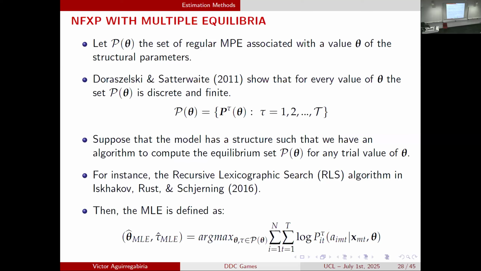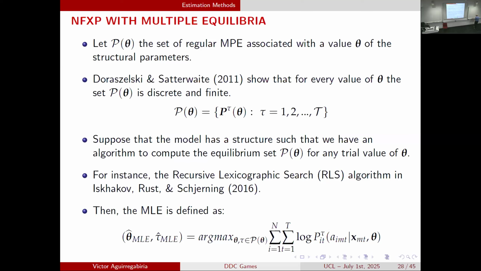Then we can define a likelihood function that conditions not only on theta, but also on tau. And we can define a maximum likelihood estimator that maximizes not only with respect to theta, but with respect to tau. Thanks. How do you do counterfactuals after you estimate the parameters? Excellent question. That's a very important challenge.